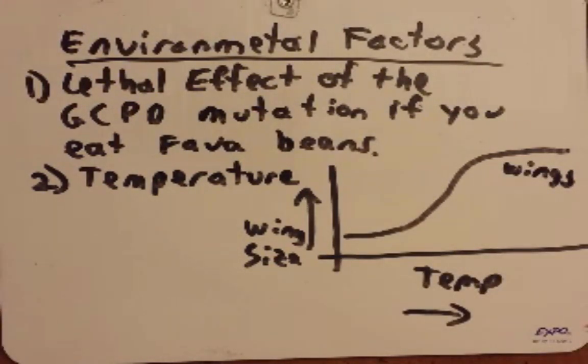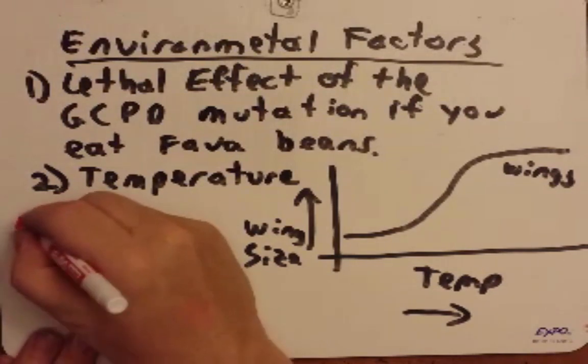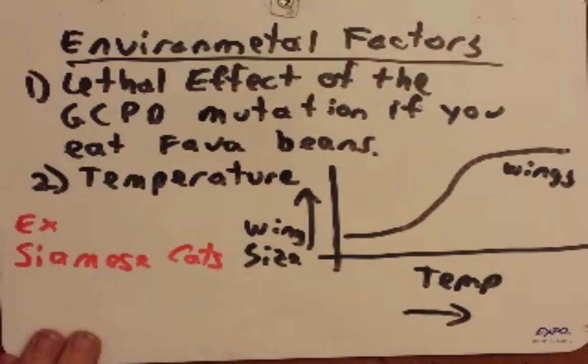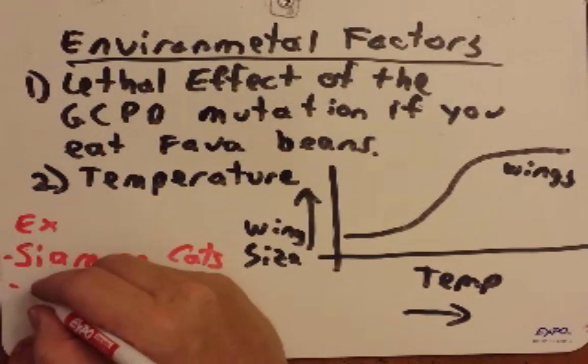So this is an environmental factor. The temperature affects whether or not that protein will function properly. Usually in the case of environmental factors, it comes down to how that protein folds and how it acts. At one temperature or one environmental state, that protein will fold a certain way and it'll have a certain activity. At a different temperature or a different environmental factor, that protein will fold a different way and will have a different activity. And some examples of this temperature effect we can see with Siamese cats. Siamese cats are white for the most part across their body, except their head, their ears, and their limbs are darker. Same is true with a Himalayan rabbit.